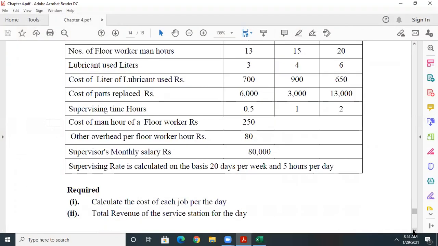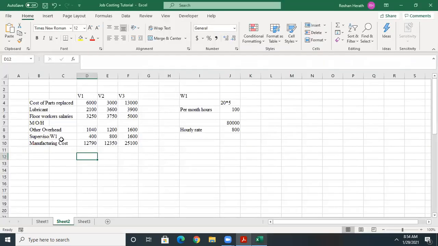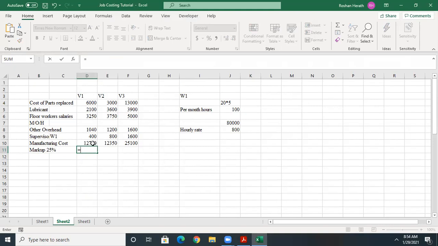Then the second requirement was the total revenue of the service station for the day. So there I said that you need to take a markup of 25%. You're going to keep a 25% markup for each job. So if the cost is 100, then what is 25?